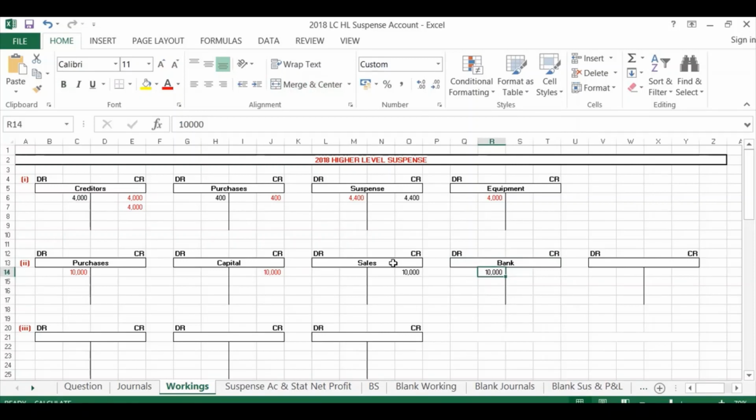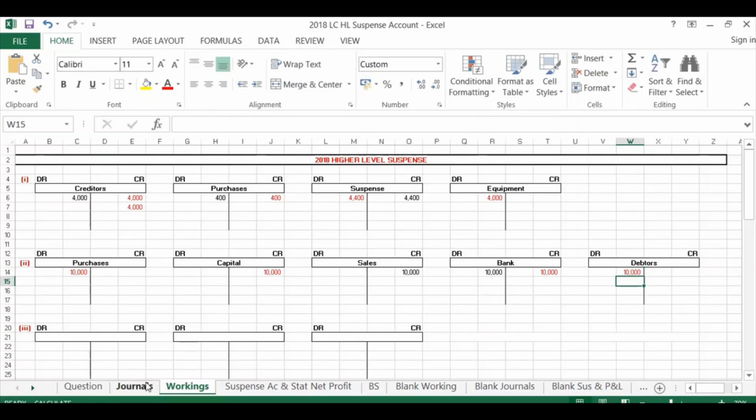Now, it shouldn't have been treated as a cash sale. It was a sale on credit. So it shouldn't have gone into bank. It should have gone into debtors. So I'm going to have to open up a debtors account because I haven't paid for it yet. And I'll credit bank with 10,000 to take it out of bank, and I'm going to debit debtors with 10,000 because that's where it should have gone originally, not into bank.